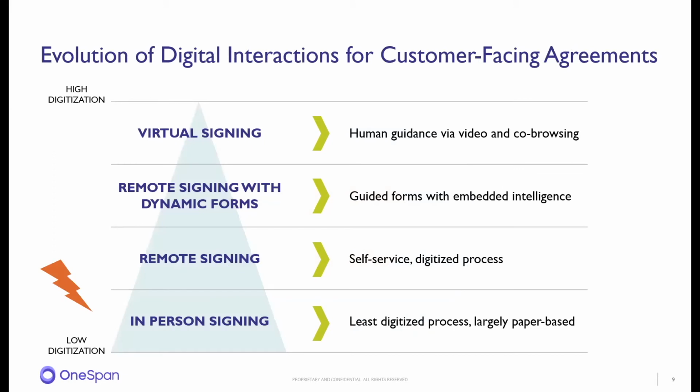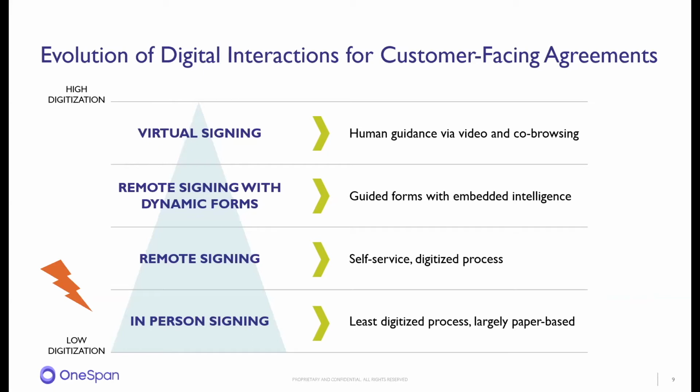So, transitioning to this slide on the evolution of digital interactions for customer-facing agreements, we're going to start at the top of this chart and work our way down. As the pandemic hit, it became very clear that getting agreements signed by customers was a top priority for businesses. Prior to COVID, many companies were still relying on in-person signing for completing agreements and documents with customers. That gap has closed due to the necessity to maintain business productivity.